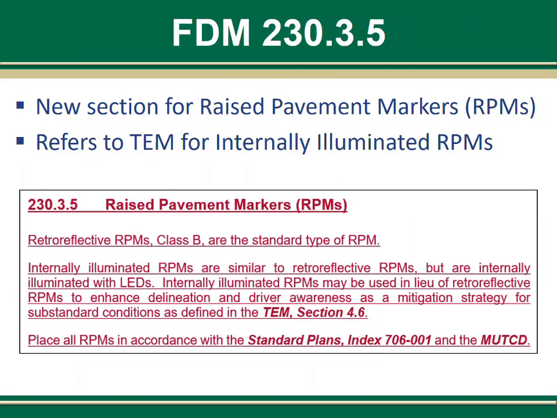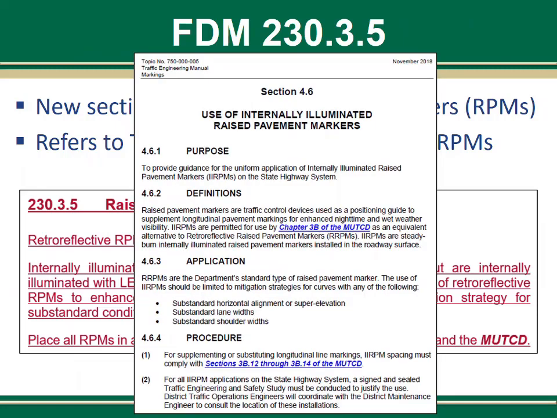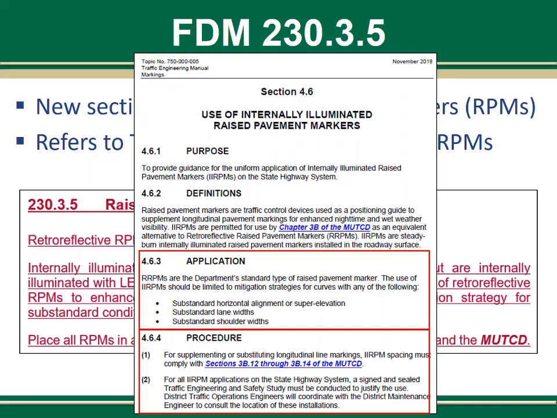driver awareness. In this new section, we refer you over to the Traffic Engineering Manual, the TEM, for more information on internally illuminated RPMs. You'll see that the TEM provides a few specific locations that may qualify for using internally illuminated RPMs, and it also describes the procedure of approval to use them. So FDM 230.3.5 is a new section that gives some very generic guidance on RPM usage, and it also refers us to the TEM for specific uses of internally illuminated RPMs.